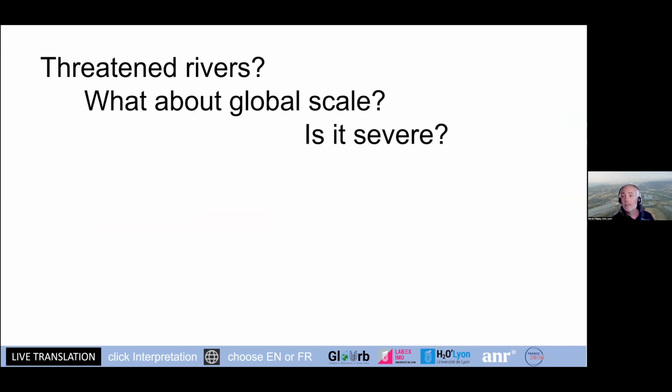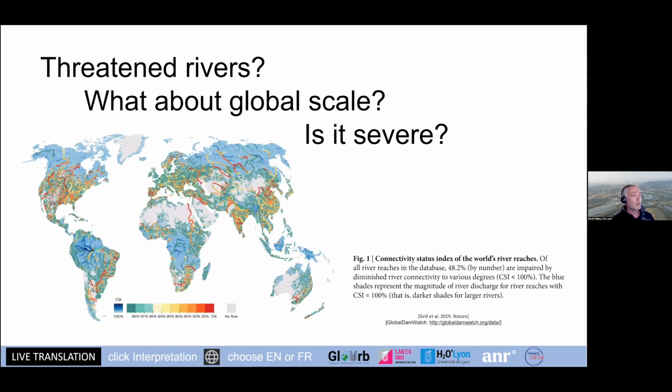So threatened rivers. What's going on at the global scale? I've shown you a series of local examples. Now, is it possible to have a kind of global assessment? Is it severe or is it here and there? There could be threats in only some zones.